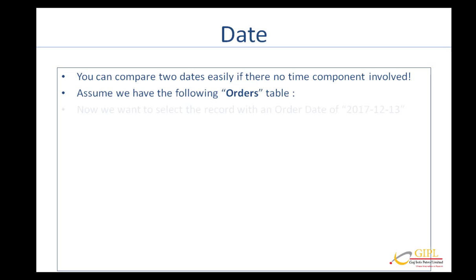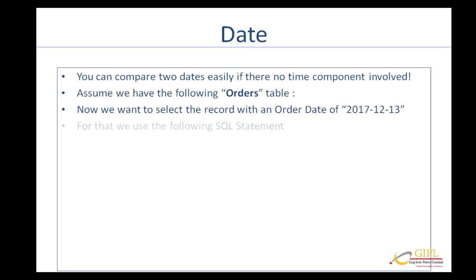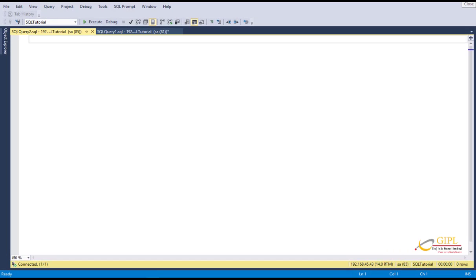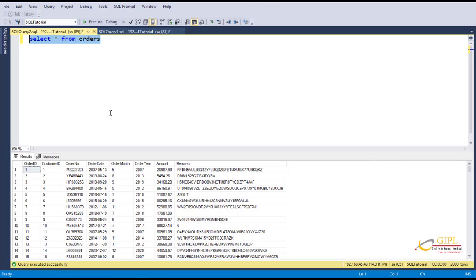Now we'll see about date comparison. You can compare two dates easily if there is no time component involved. Assume we have the following orders table. Now we want to select the record with an order date of 2017-12-13. For that we use the following SQL statement. Now let's see how the orders table looks like. Now let's see about the date criteria.